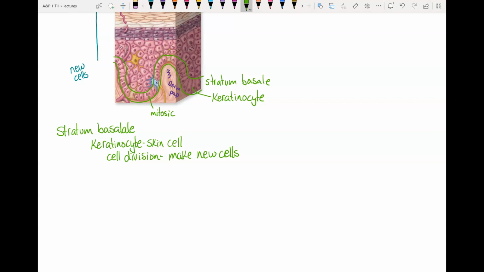Then you also have this brown cell here. So there's one here, there's another one here, they're scattered all around. These are melanocytes. You may have heard of melanin, which is your skin color. So melanocytes make melanin. Melanin is a protein that gives you your skin color.